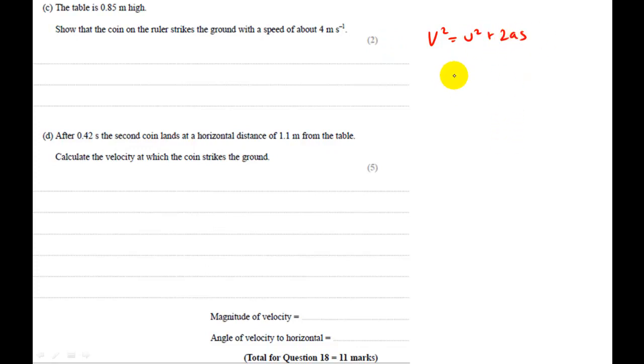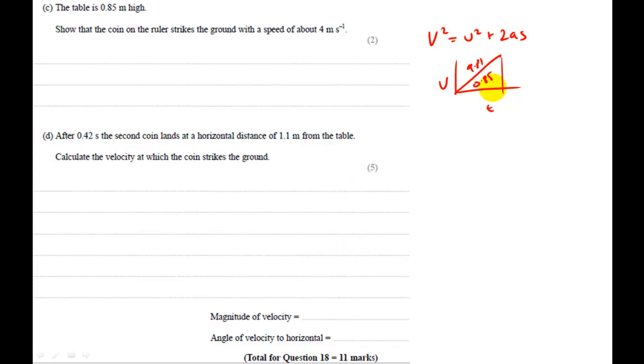You could probably get it off a velocity time graph. The velocity would start at 0. Well, you definitely could get it off a velocity time graph. You could know that this would be 0.85. You could know that the gradient here would be 9.81, and with some clever manipulation you could probably find the maximum velocity.